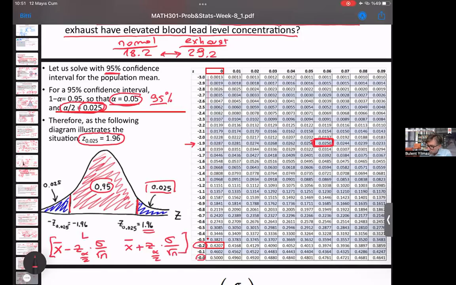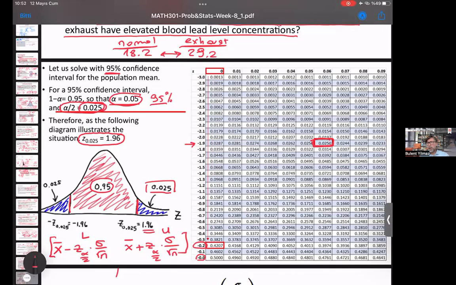Okay, this is my lower bound and this is my upper bound. What is the basic idea? The population mean will be in this interval for 95% of the time. If I do this 100 times, 95 times out of 100, I'm going to get my population mean in this interval.